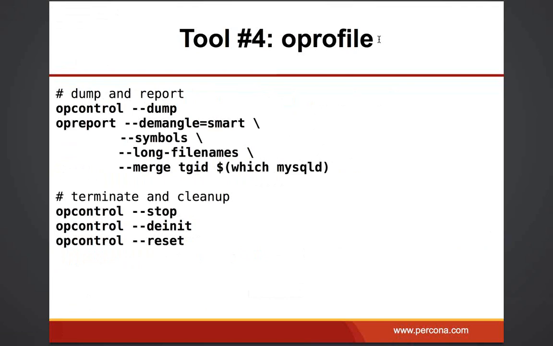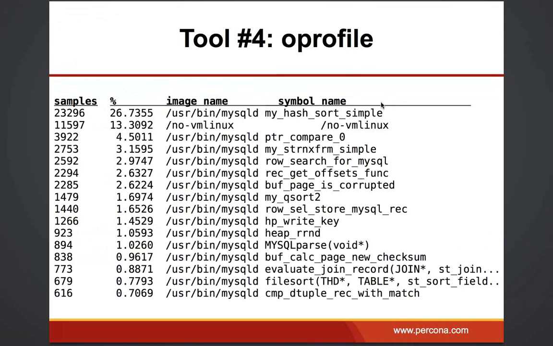The interesting part about oprofile is of course the report, and it looks something like this. As you can see, it shows how many times the function was seen, that's the samples column, the total percentage of CPU this function consumed, the binary or library name path, and the symbol name. In the first line, we can see that the my_hash_sort_simple function from the MySQL binary was seen 23,000 times and occupied about 27% of our time. Conceivably, if we eliminate my_hash_sort_simple, we will have increased the theoretical capacity of the box by 25%, and that's quite a bit.